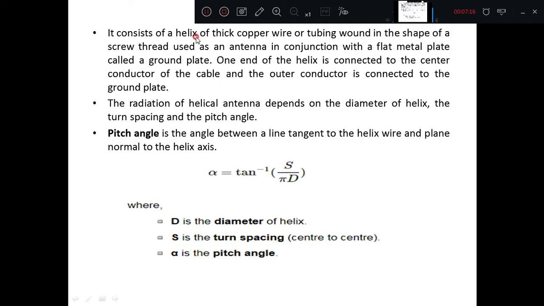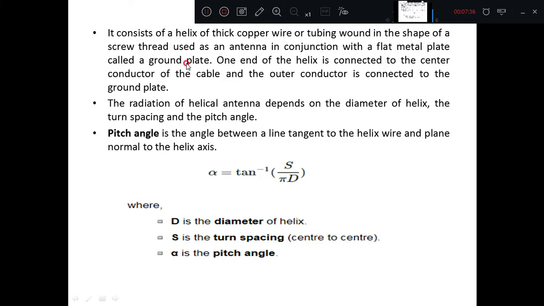So basically it consists of a helix of thick copper wire. As I mentioned, it is a type of wire antenna. It has copper wire or tubing wound in the shape of a screw thread, used as an antenna in conjunction with a flat metal plate called the ground plate, right?